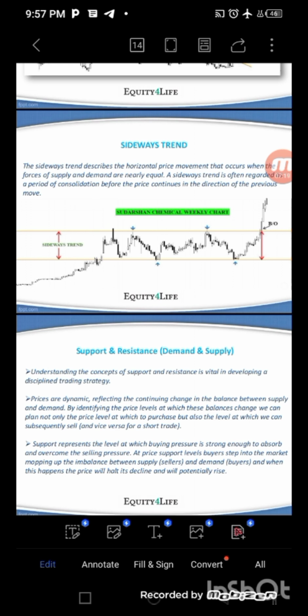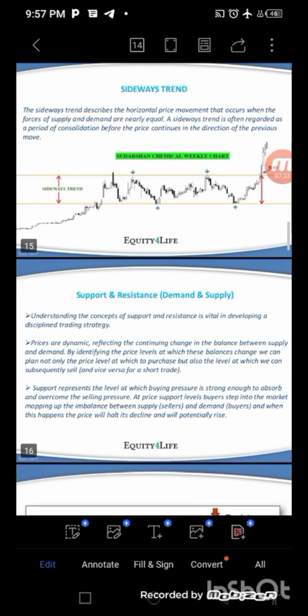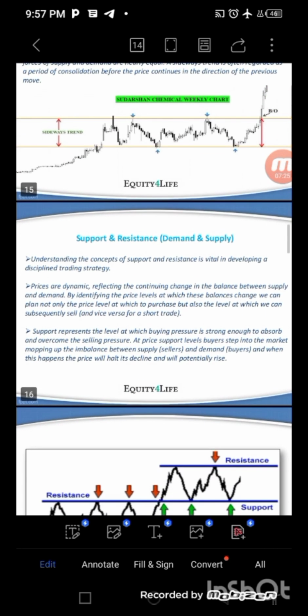Understanding the concept of support and resistance is vital in developing a disciplined trading strategy. Prices are dynamic, reflecting the continuing change in balance between supply and demand. By identifying the price level at which this balance changes, we can plan not only the price level at which to purchase, but also the level at which we can subsequently sell, and vice versa for a short trade.